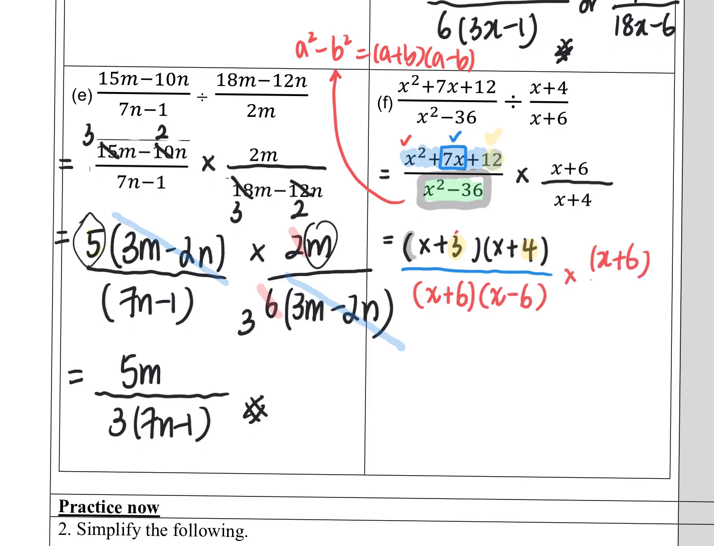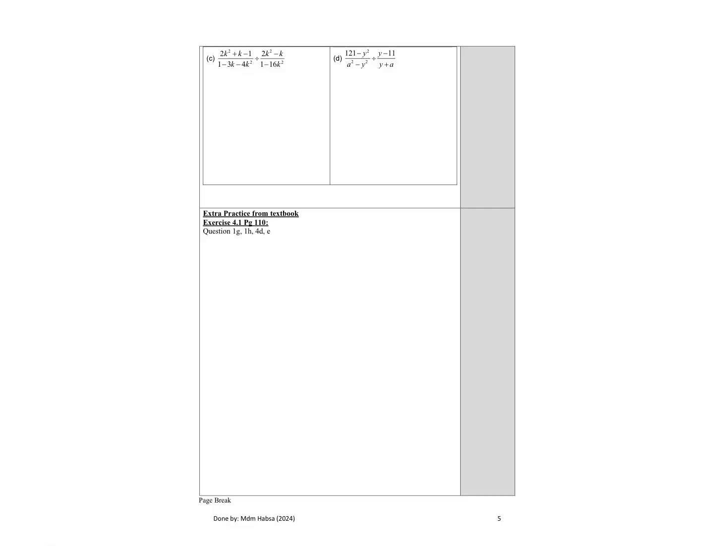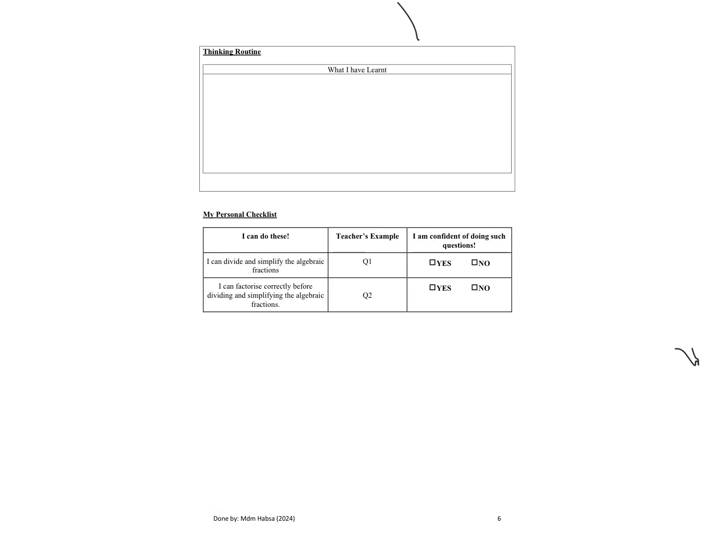Okay, put these 2 in a bracket. And then you can start doing your cancellation. So 6, and then you are just left with this. Two more practice now yourself.